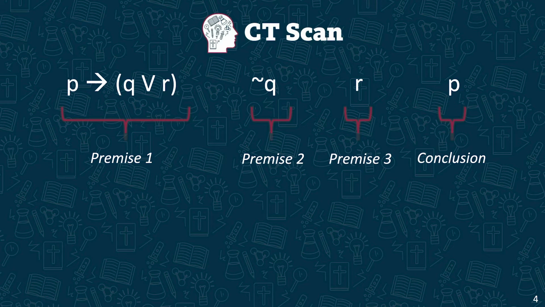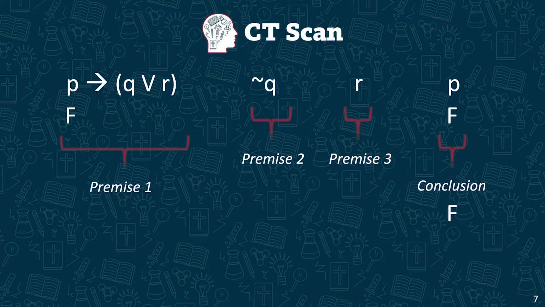To check if this argument is valid, we'll start by writing the premises and conclusion in a single row. Next, we'll ask what would have to happen for the conclusion to be false? Well, P is the conclusion, so the truth value for P would just have to be F for false. To be consistent, we'll also write F under P wherever else P appears in the argument.